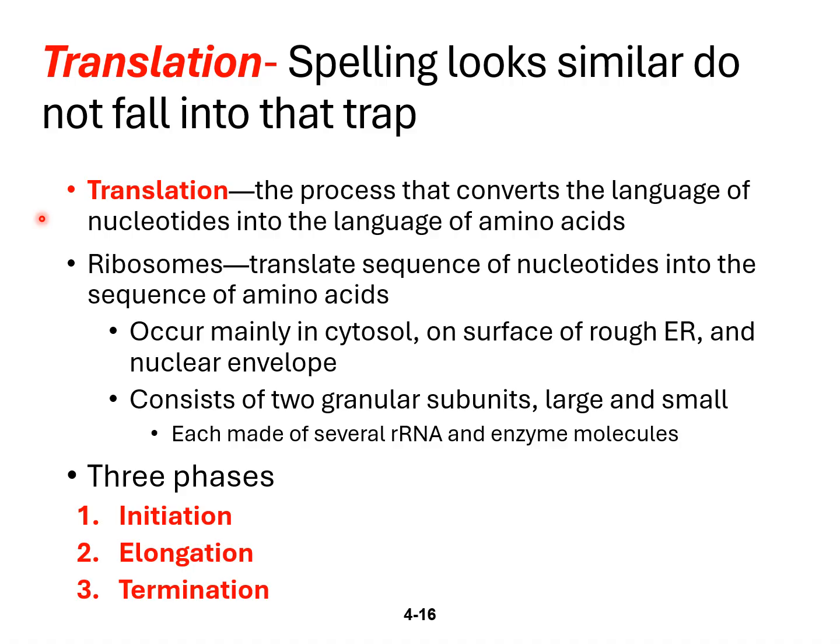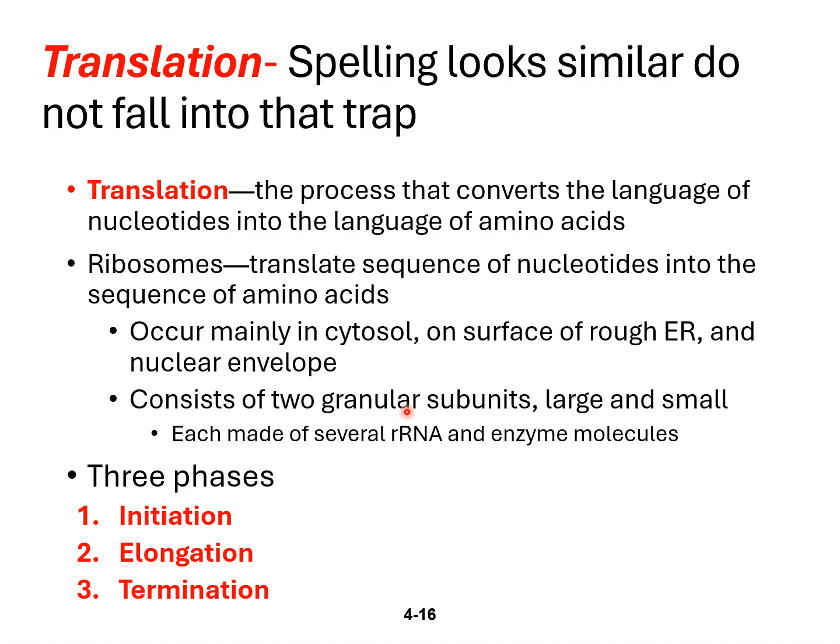So now we're outside the nucleus. Now we need to translate those codons into amino acids. Translation is the process that converts the language of nucleotides into the language of amino acids. Ribosomes translate the sequence of nucleotides into sequences of amino acids. They're the ones doing it. It mainly occurs in the cytosol. Remember that 10 to 15% happens in the nucleus, because those enzymes helping with DNA and RNA synthesis are actually proteins also. Ribosomes consist of two granule subunits, one large and one small.